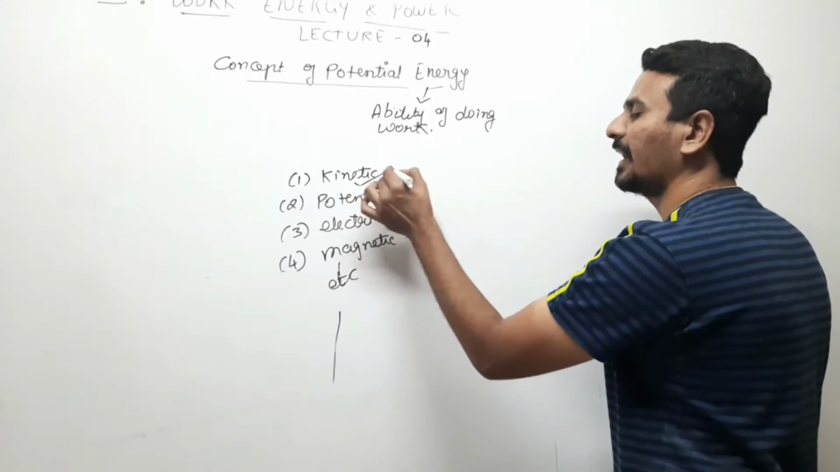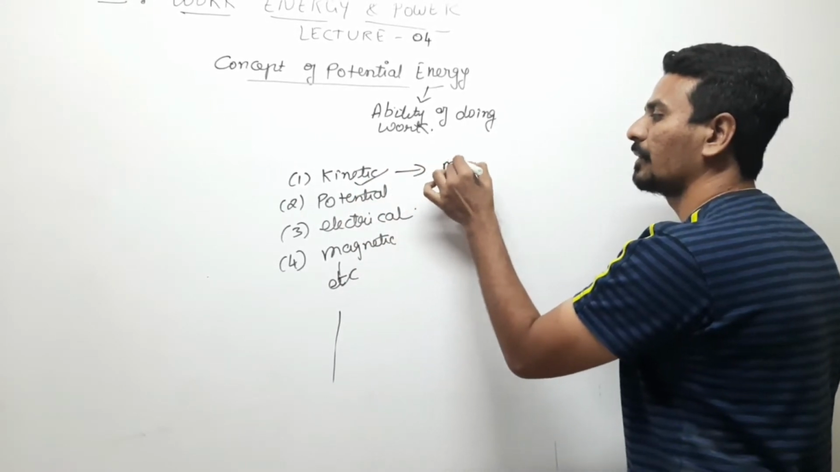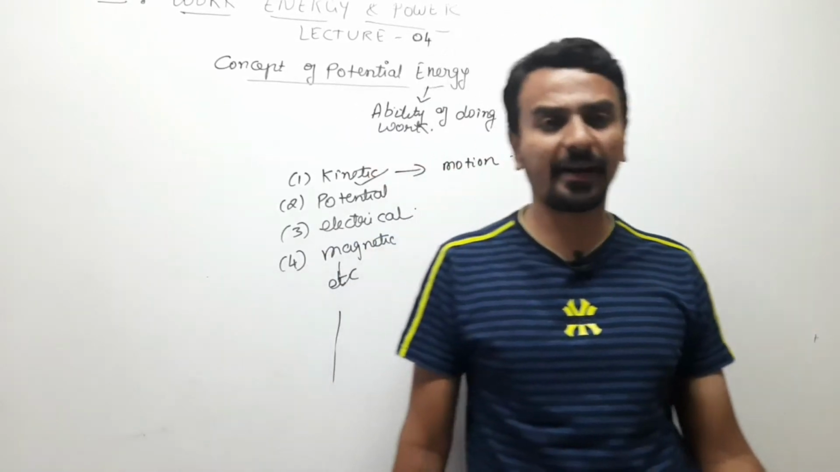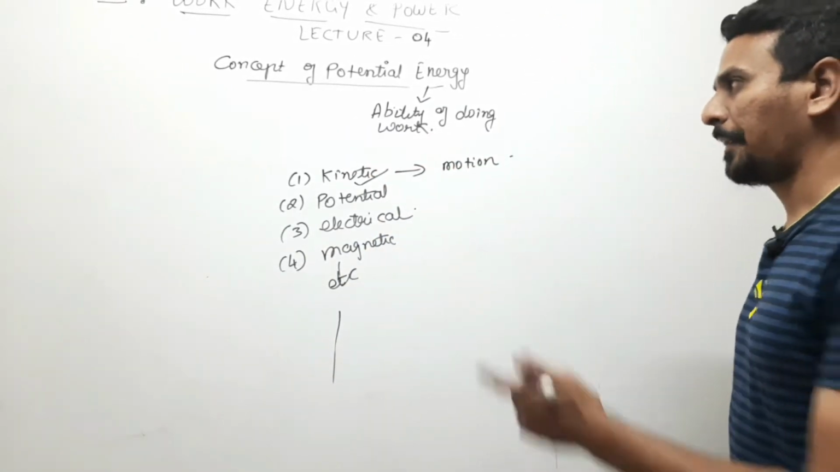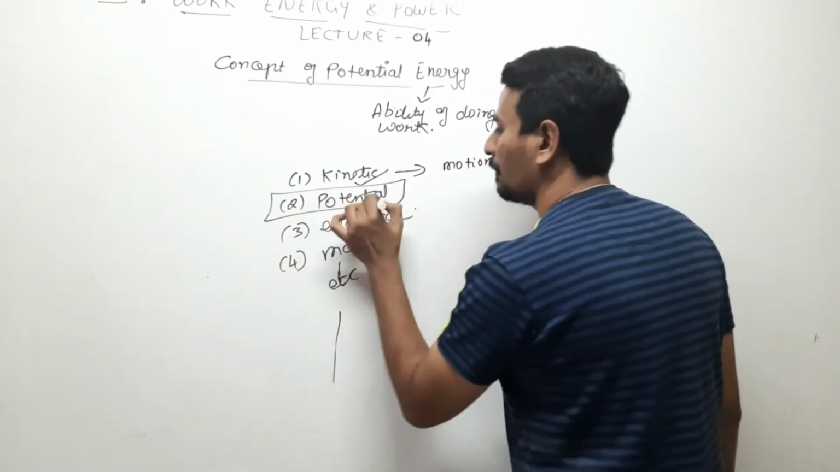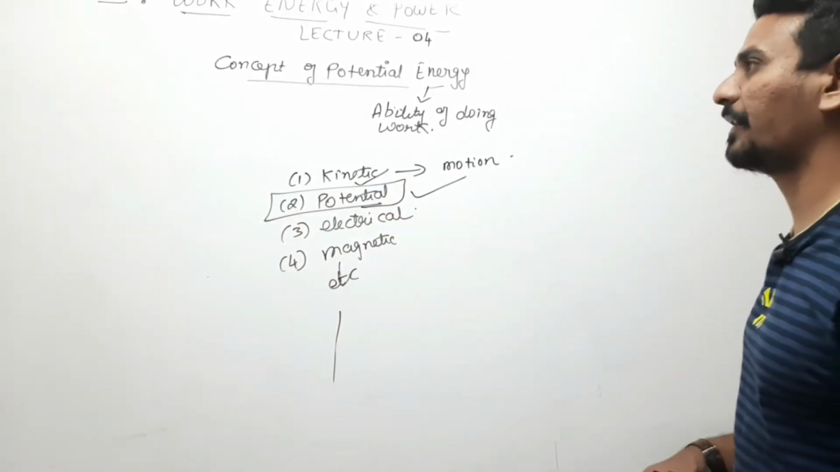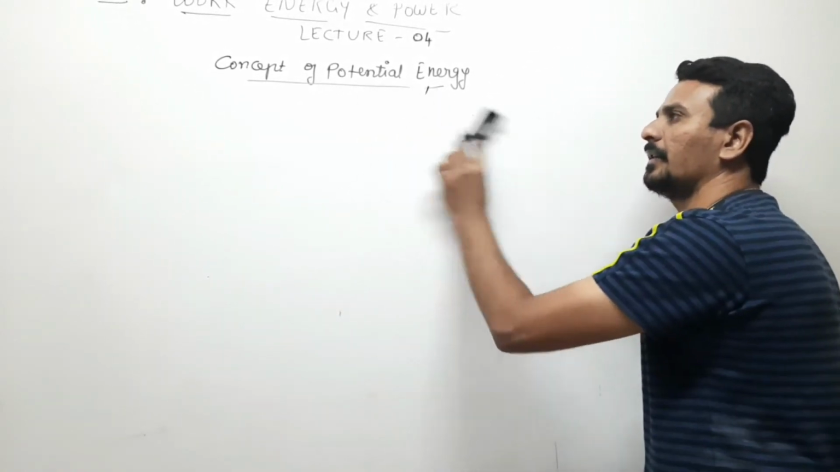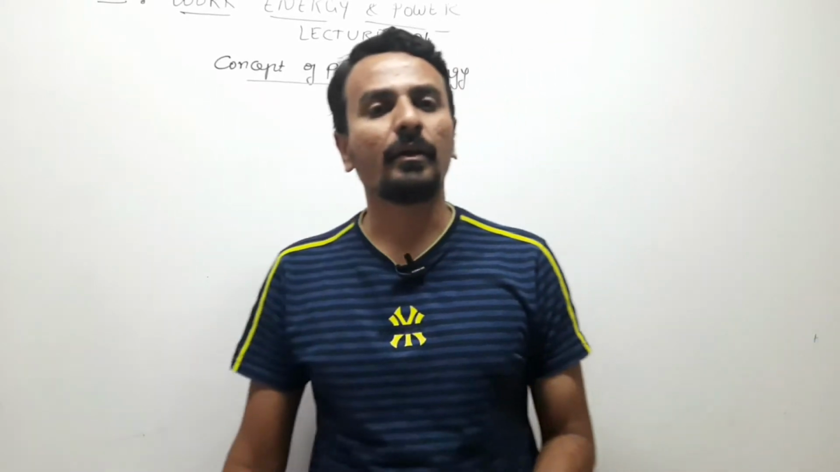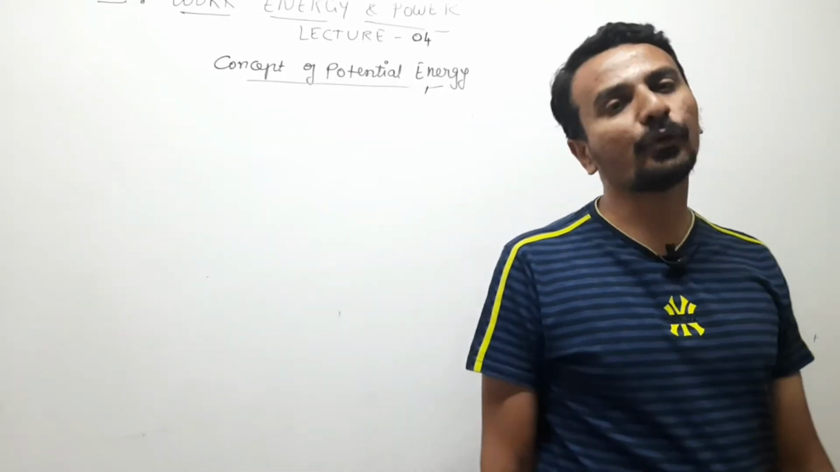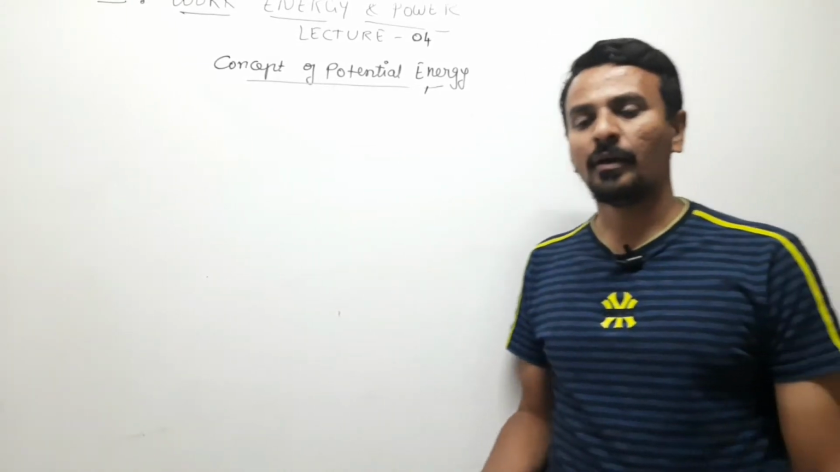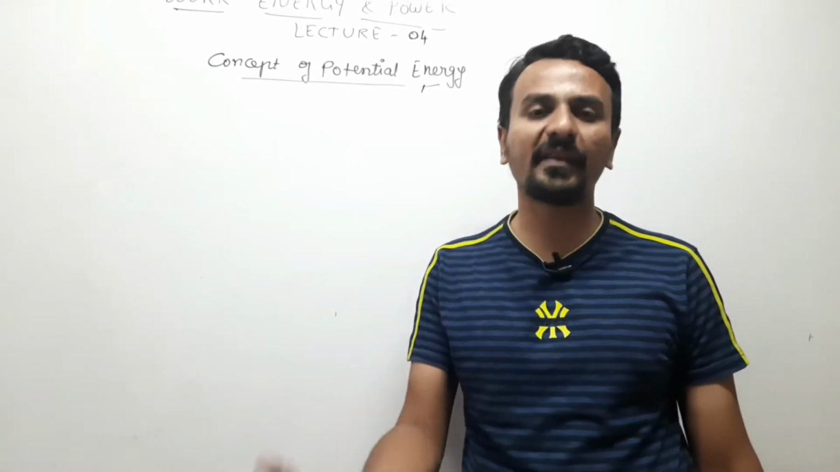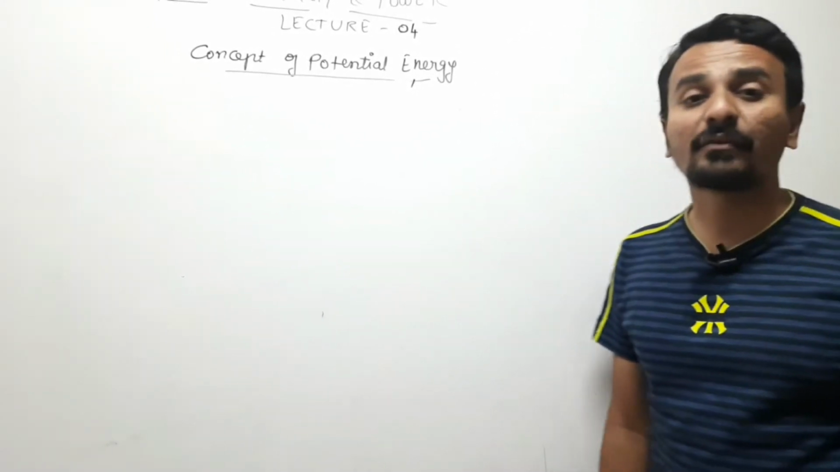A body will have kinetic energy only by virtue of its motion, half mv square. If the body is moving, it will have kinetic energy. Similarly, today we are going to discuss potential energy. What is potential energy? It is also a form of energy, the energy possessed by any object by virtue of its position or its configuration. That is known as potential energy.